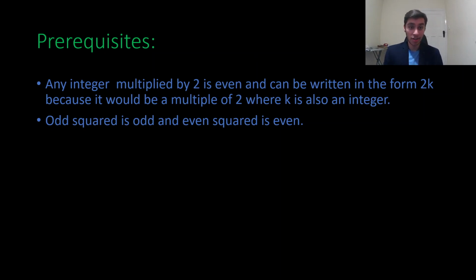Welcome everyone. Today we are going to look at the proof of root 2 being irrational, and there are certain prerequisites that you need to know. They are as follows. Any integer multiplied by 2 is even, fairly obvious, and can be written in the form 2k because it would be a multiple of 2 where k is also an integer. Every even number is divisible by 2. Odd squared is odd and even squared is even.